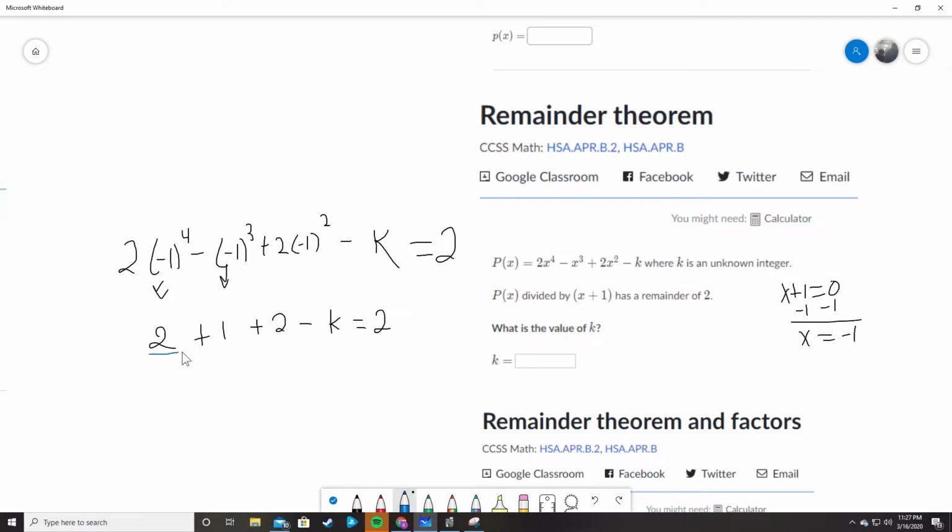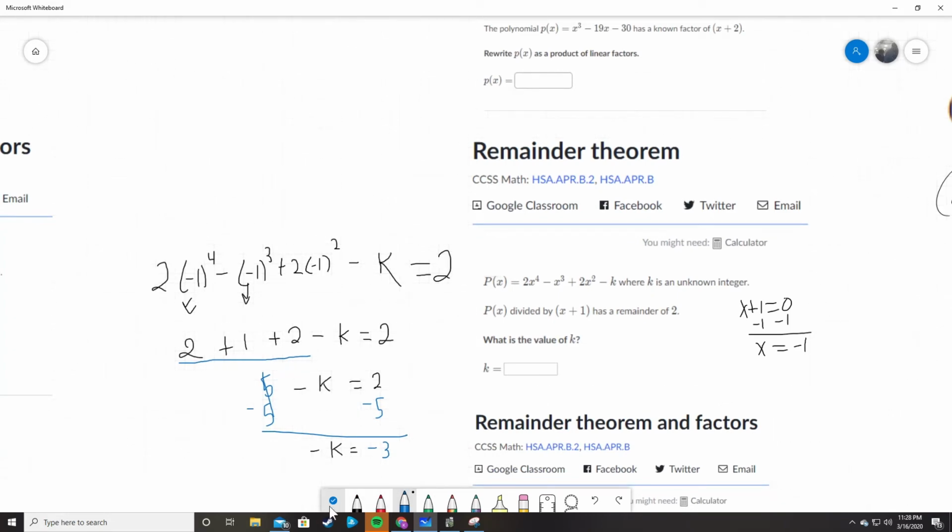So we're going to take our like terms here. We got 3 like terms. We're going to combine those. So 2 plus 1 plus 2. That ends up giving us a nice old 5. And then we minus it by k. And that all equals 2. So next, we got to subtract 5 to the other side. That cancels the 5's here, and that leaves me with negative k over here. Now 2 minus 5 ends up giving us a negative 3 to the other side.